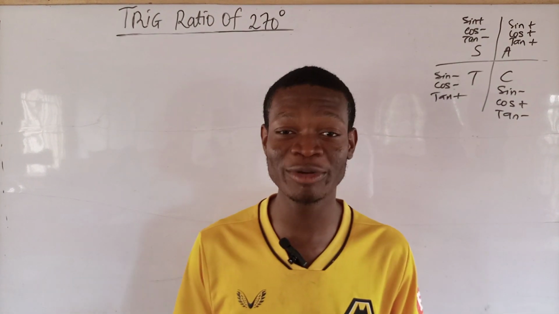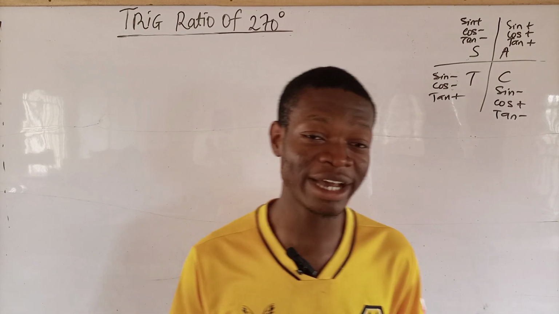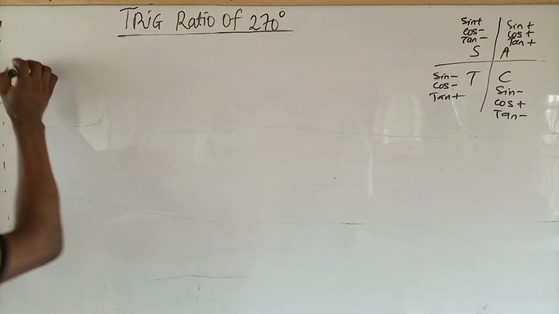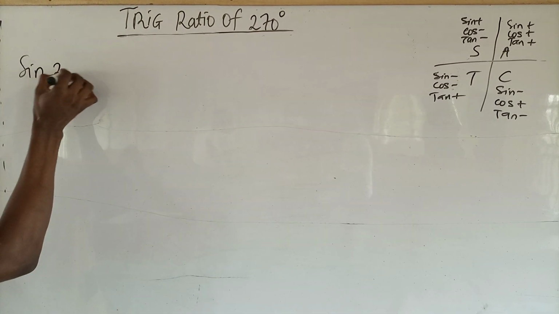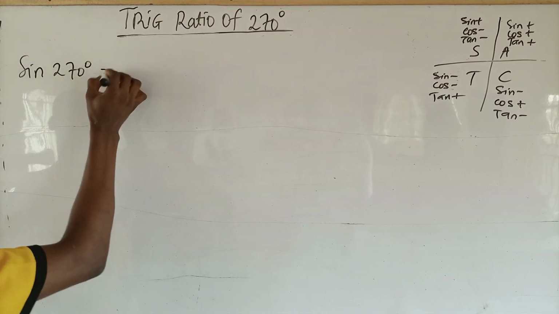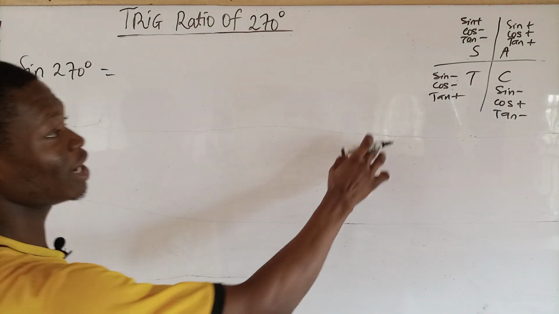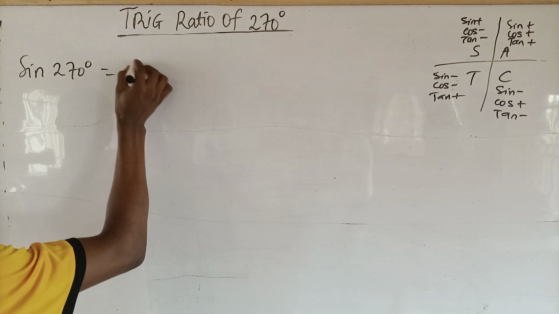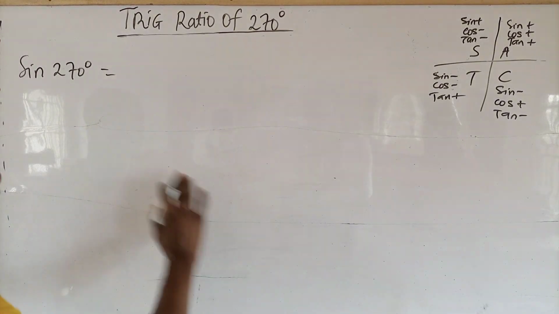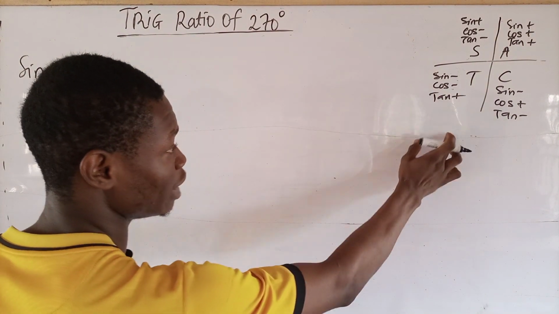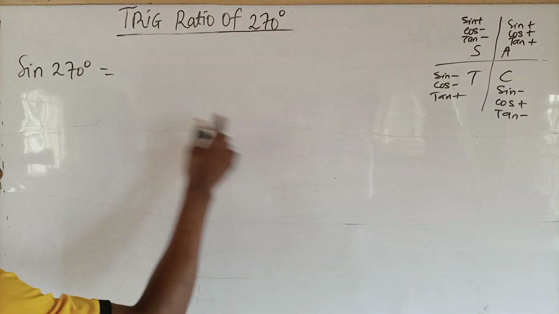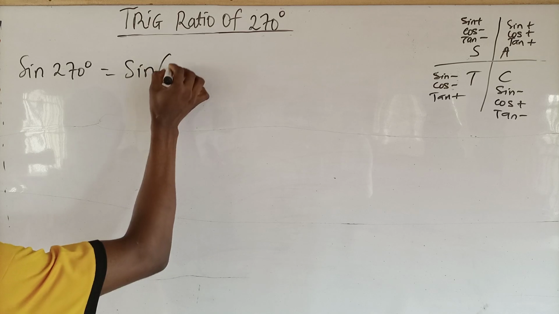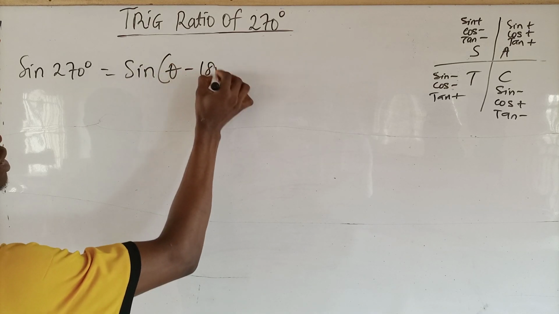Frequency Online Maths. Today we are going to start from where we stopped in finding the trig ratio of 270 degrees. So we are going to write sine 270 degrees is equal to... Remember in our quadrants, the second quadrant is 180 minus theta. But we are not even doing the second quadrant, we are in the third quadrant. So the third quadrant is theta minus 180. So we have sine bracket theta minus 180 degrees.